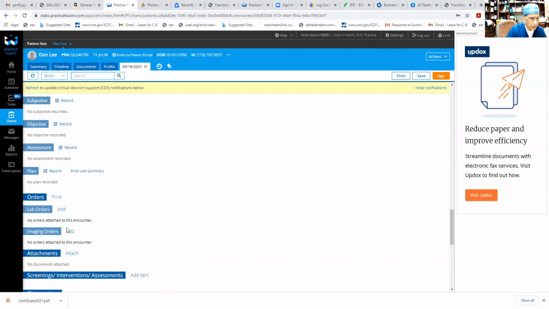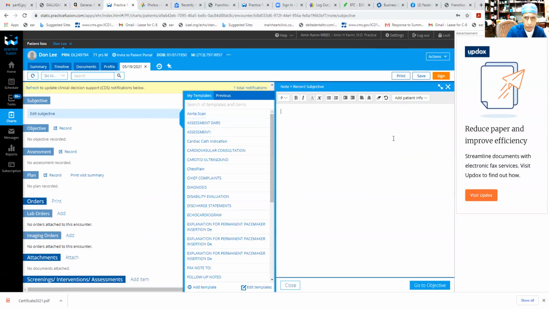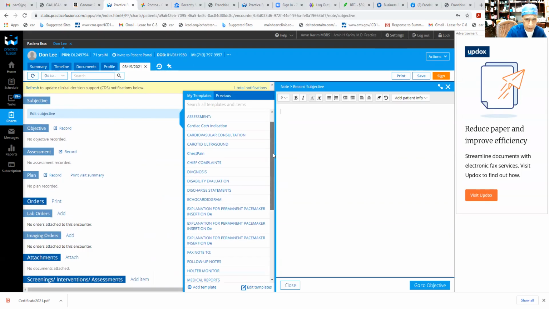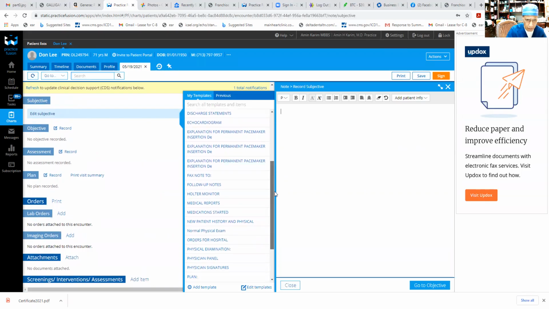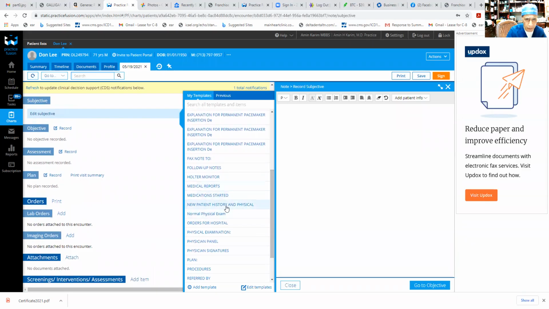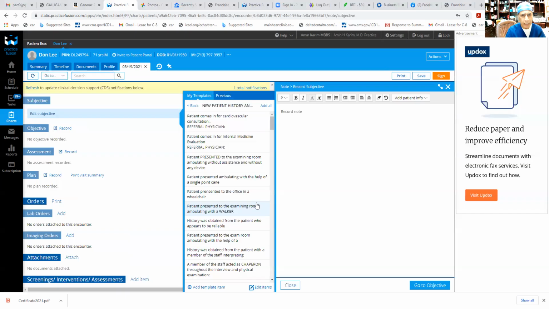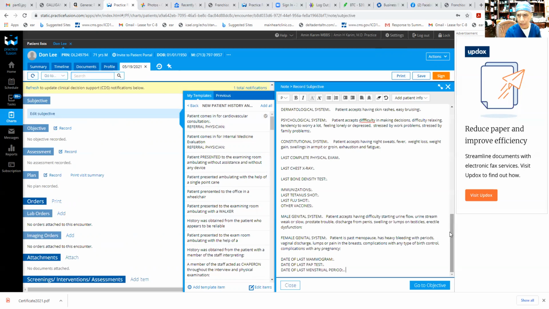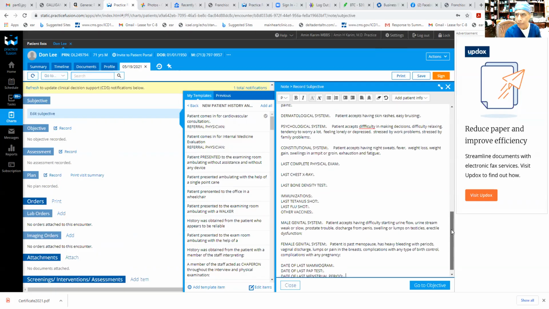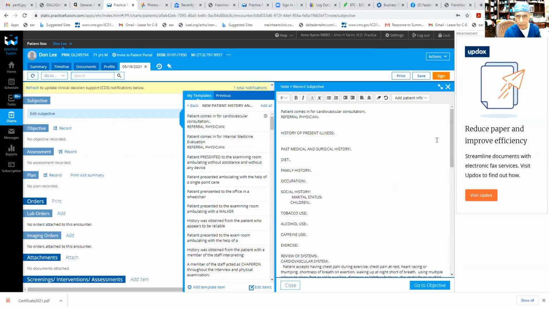So subjective. Now in subjective, it brings you to this SOAP note type of setup. In subjective, you click on record, and that opens this window where you start recording. And there, this is a new patient, cardiovascular consult. So you go down to this new patient history and physical, click on that. That gives you both the cardiovascular consult and internal medicine. So the first one is cardiovascular consultation, second one is internal medicine evaluation. Click on the cardiovascular consultation, and there you go. It gives you the entire history in a template form.